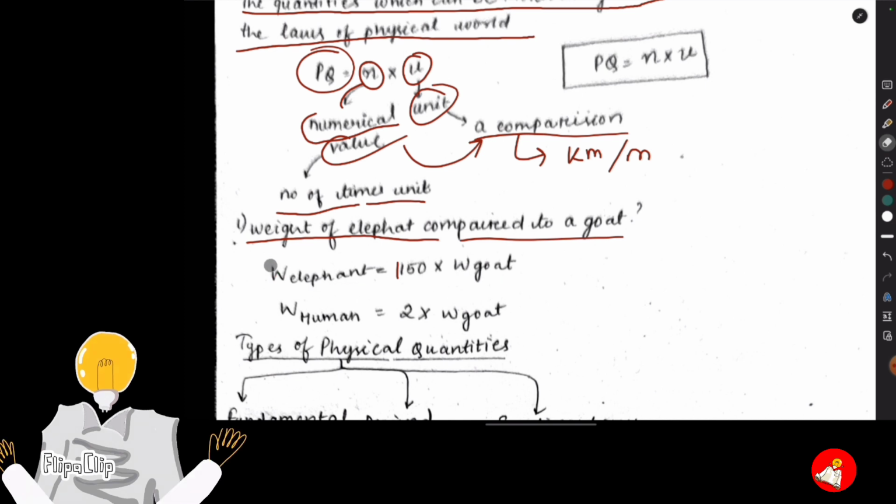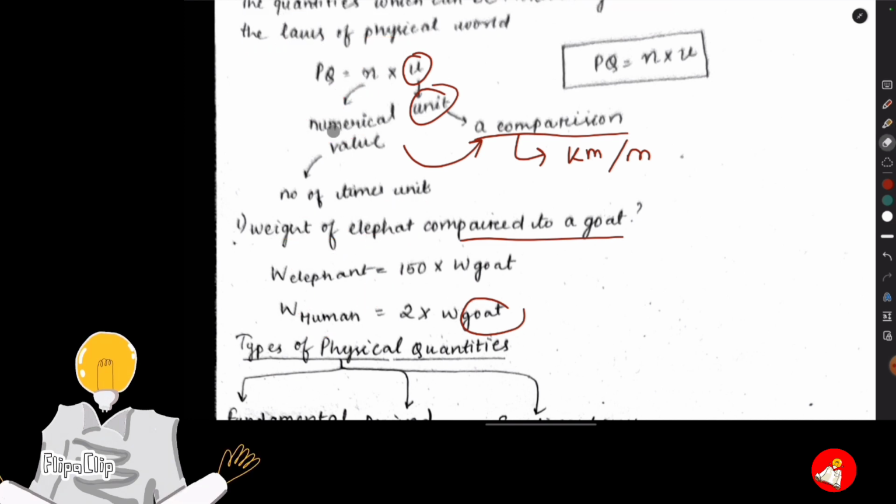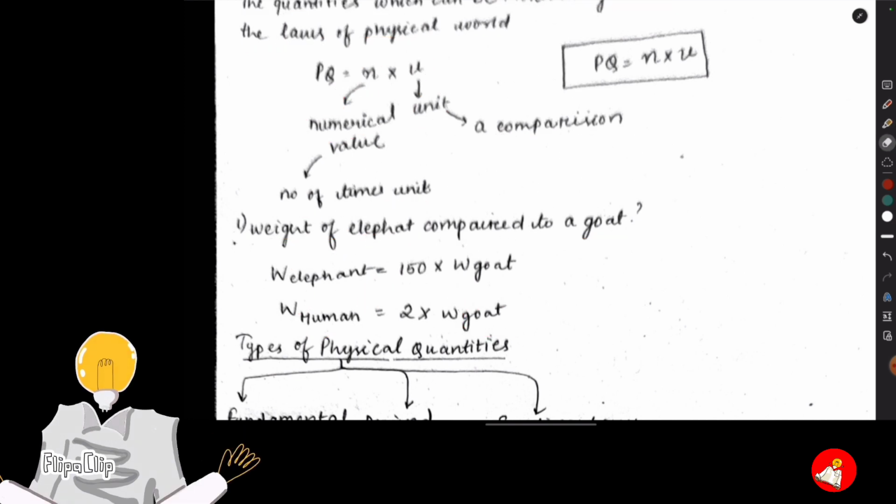So here the unit is elephant and the goat. If an elephant weighs 150 times the goat, the elephant can be represented as 150 W goat. Now W human is equal to 2 goats. So here the human is a greater value than the goat, and the elephant is a much greater value than the human. These are according to values, and here elephant and human are not quantities which are used as a unit. They are only a reference to unit for a better understanding.